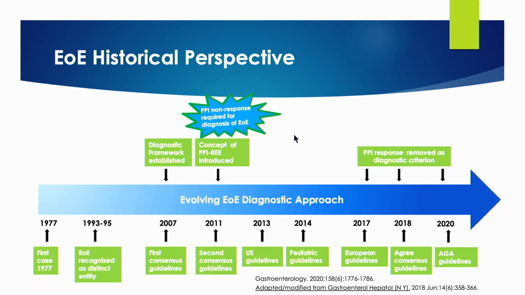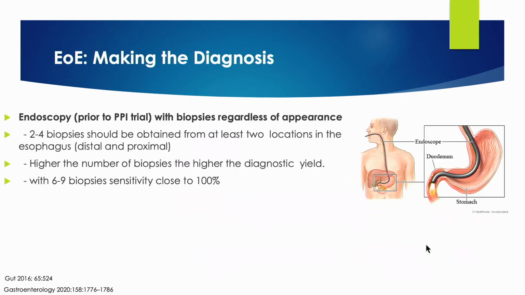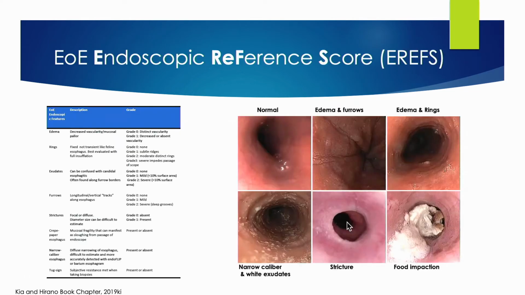recognizing that PPI-responsive eosinophilia and EOE are essentially the same disease, PPI response was removed as a diagnostic criteria in recent guidelines. Now, to make the diagnosis, we rely on taking biopsies, and we recommend taking biopsies both in the distal and the proximal esophagus. And the higher the number of biopsies, the higher the diagnostic yield. 6 to 9 biopsies has a sensitivity of close to 100%.